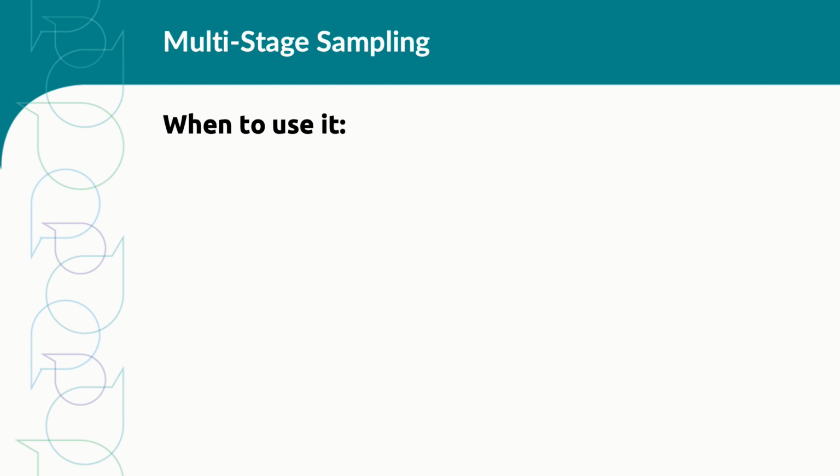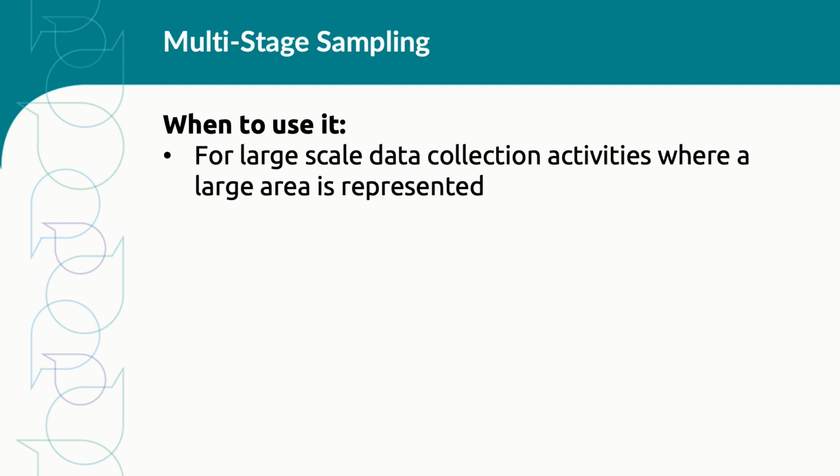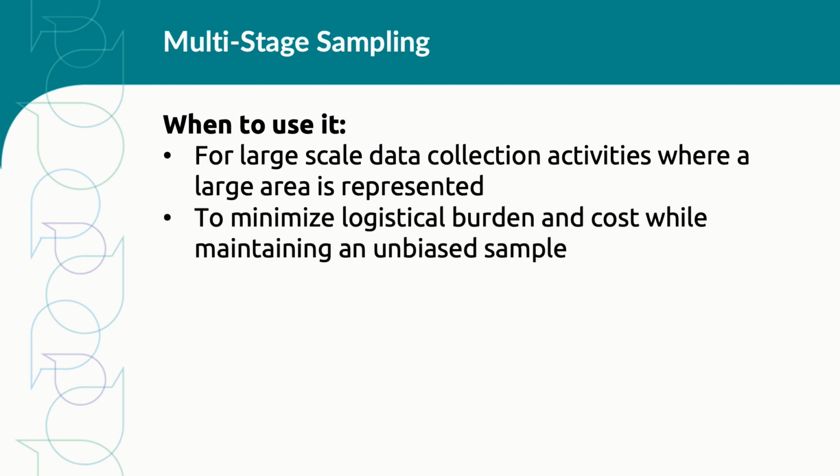Multi-stage sampling is typically done for large-scale data collection activities where a large area is represented. If you work on a USAID-funded resilience food security activity or a large development program with a dispersed participant population, multi-stage sampling is a great strategy for minimizing logistical burden and cost while maintaining an unbiased sample. A population-based survey will almost always require multi-stage sampling due to the size of the sampling frame.